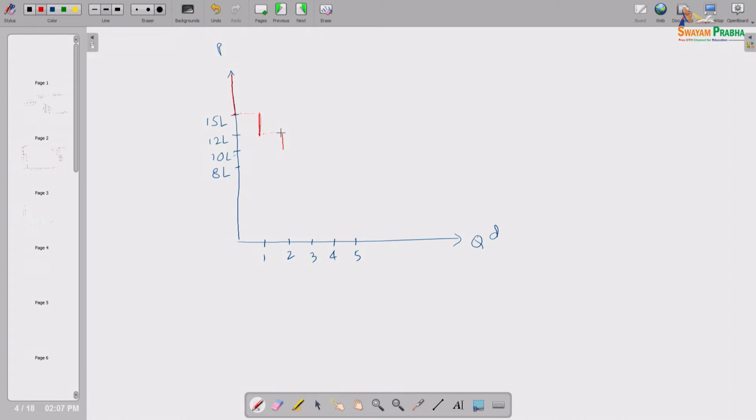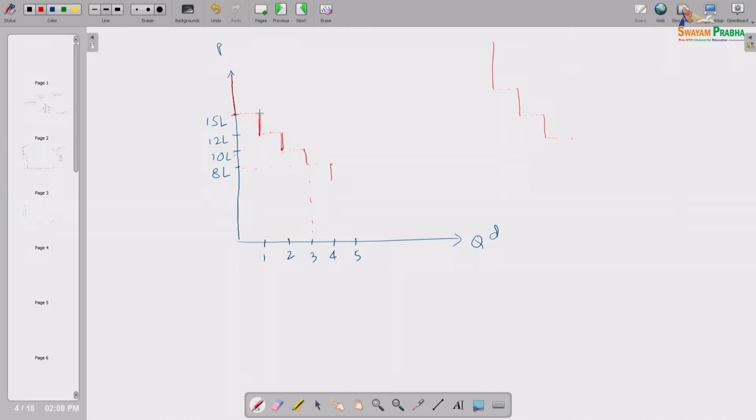Because one demand is from the person whose willingness to pay is 15 lakh, and another demand is from the person whose willingness to pay is 12 lakh. So at 12 lakh there is a gap. Again it continues up to 10 lakh, up to the third person. At 10 lakh there is again a gap. This is the 2, this is the 3. So here it will go until 8, then it will come. So this is the fourth unit in that way.